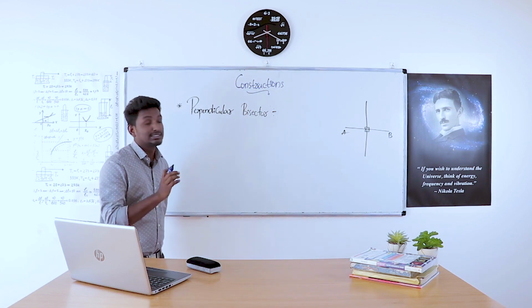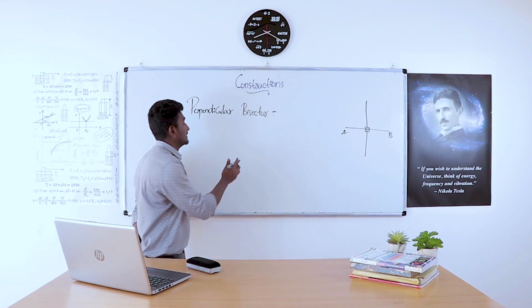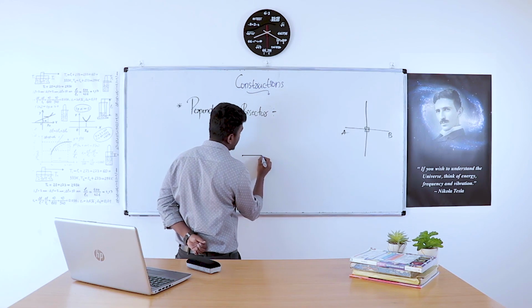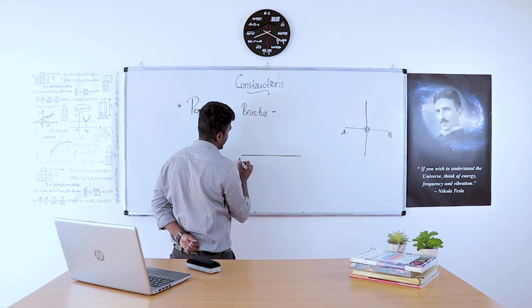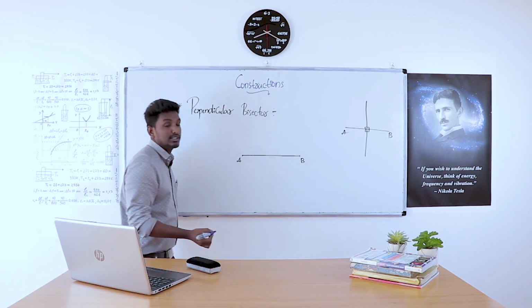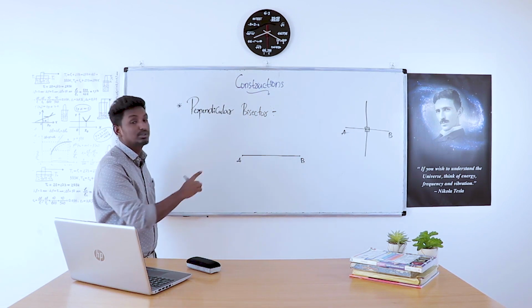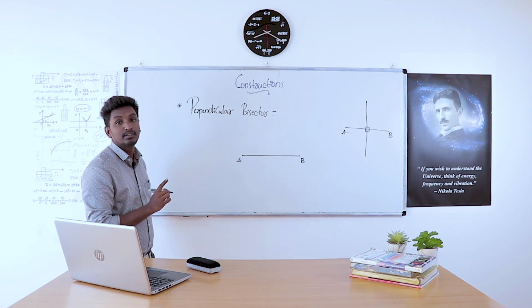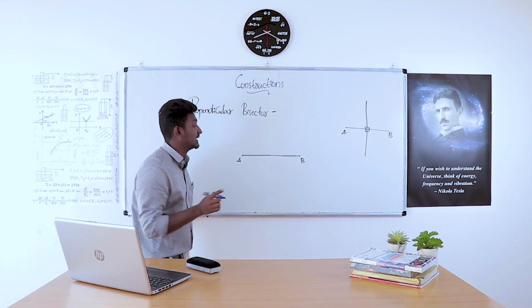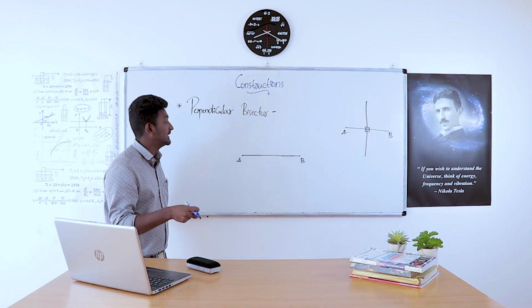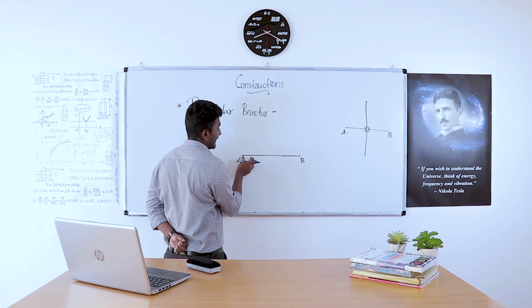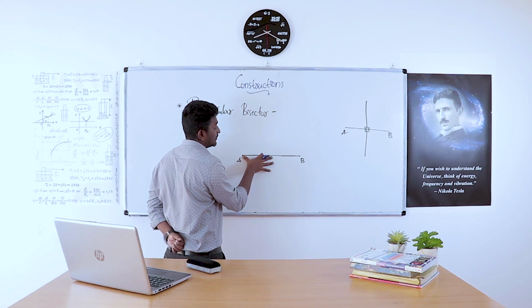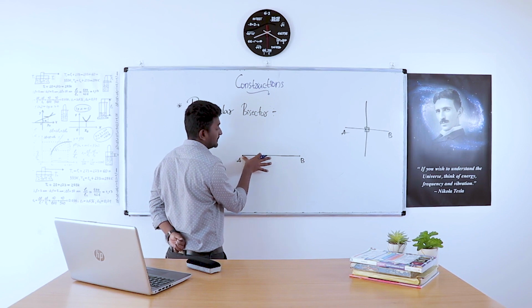Then how will we construct a perpendicular bisector? When you are given a line segment AB, this is our line segment. Now we have to construct the perpendicular bisector of the line segment AB. Here also you need your compass and pencil. Fix the pencil in your compass. Then fix the compass at A and take a length more than half of AB.